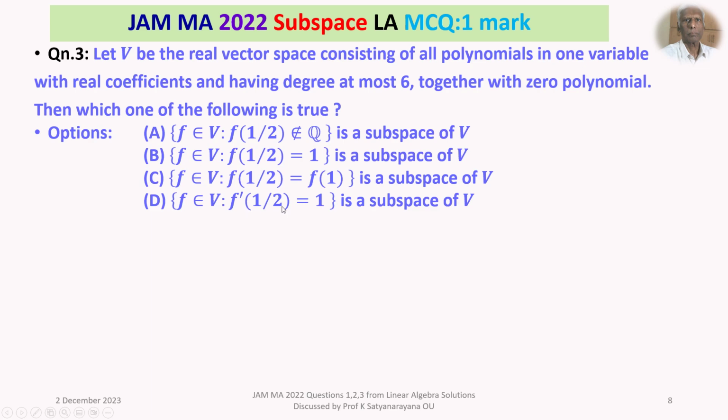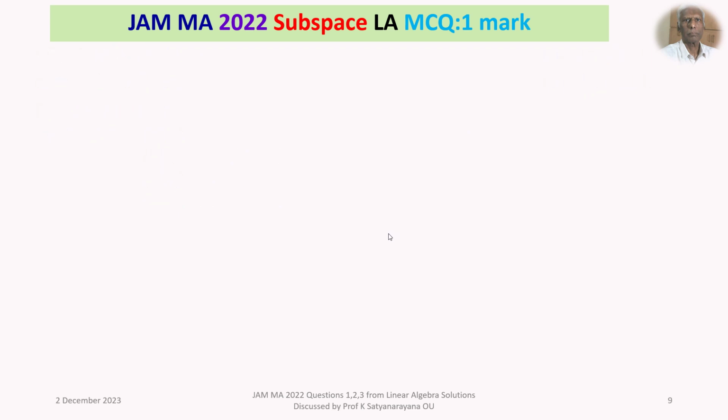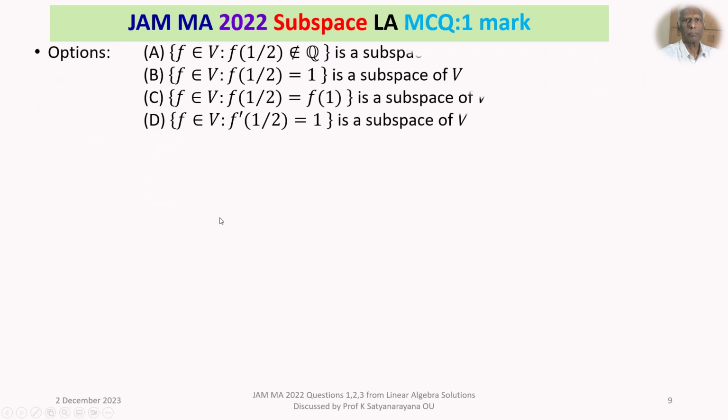If you take a polynomial of degree 5, then its derivative will be a polynomial of degree 4. The degree is dropped by 1. Right, we discuss the solution here. So the options are here.